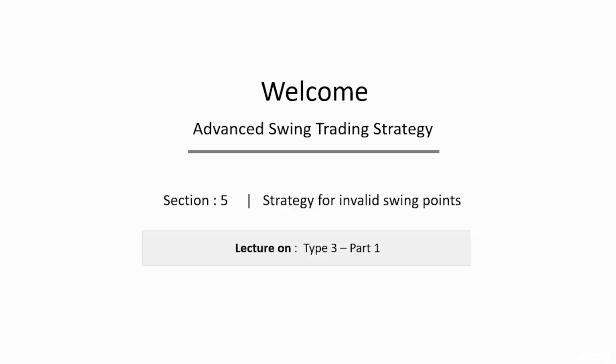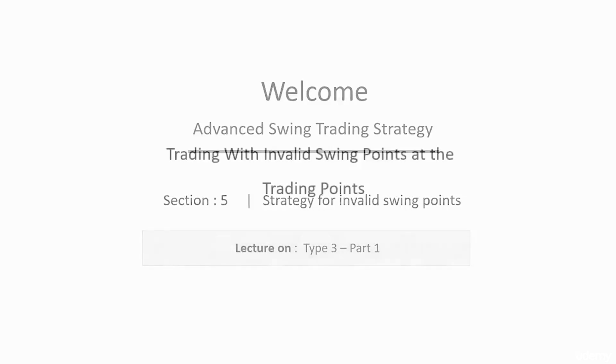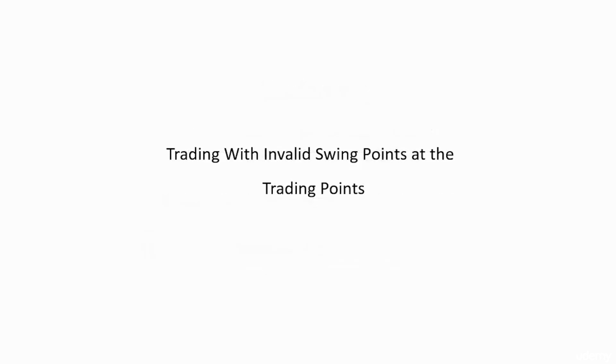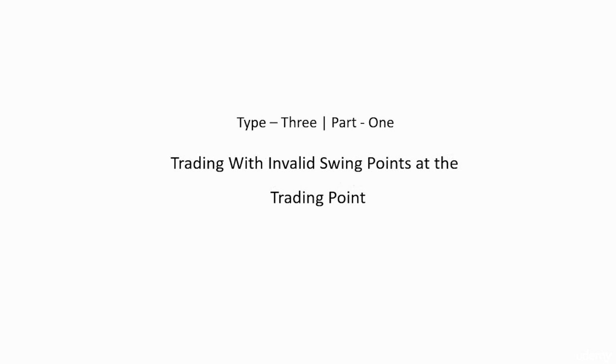Welcome back, traders. What's going on? In the previous lectures of this section, I talked about the trend confirmation method for invalid swing points. And from this lecture on to the next few lectures, I will talk about the trading method of invalid swing points at the trading point of a trend. So let's begin the first lecture of this type, where I will give you the basic idea of the kind of price action setup where an invalid swing point forms at the trading point of a trend.